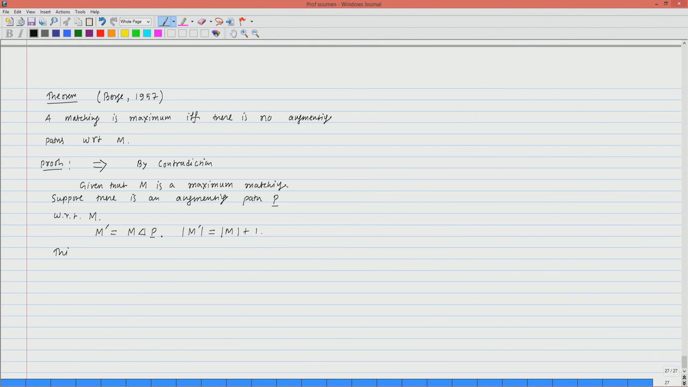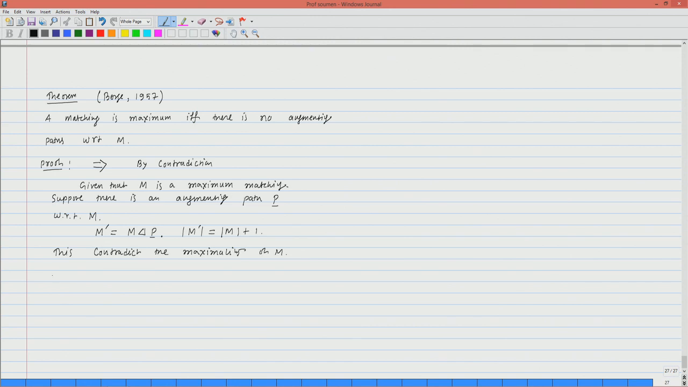So, this contradicts the maximality of M. So, we started with, it is given that M is a maximum matching, but you are getting a matching which is of bigger size than the maximum matching. So, that is a contradiction. That means there is no augmenting path with respect to M.